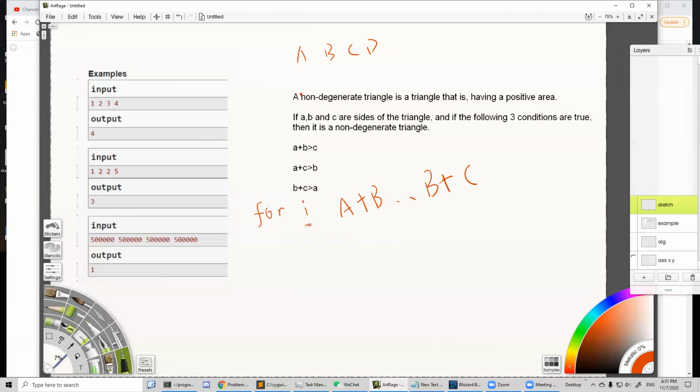And I here means the sum of x and y. So we iterate all of those possibilities of I. It starts from A plus B because the minimal value of x is A and the minimal value of y is B. And the maximal value of x is B and the maximal value of y is C. So we iterate from A plus B to B plus C, right?